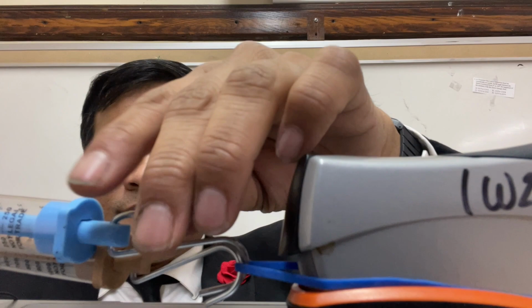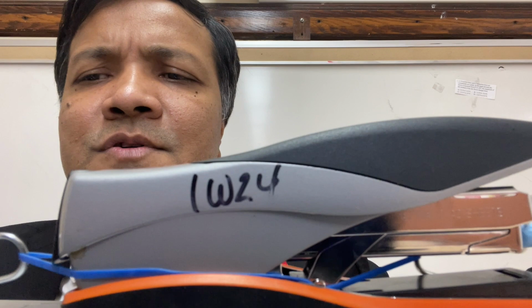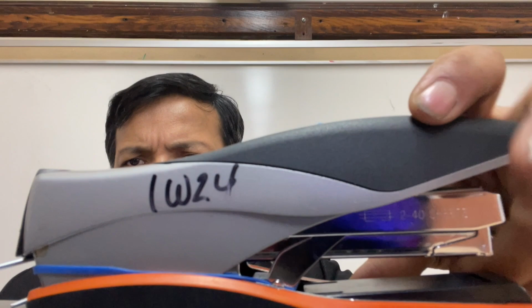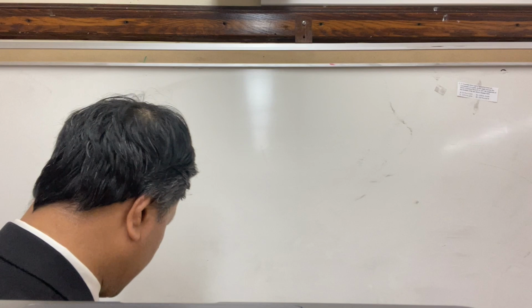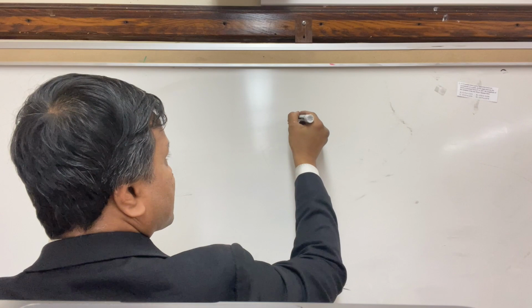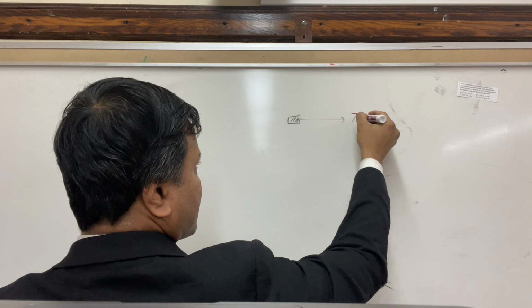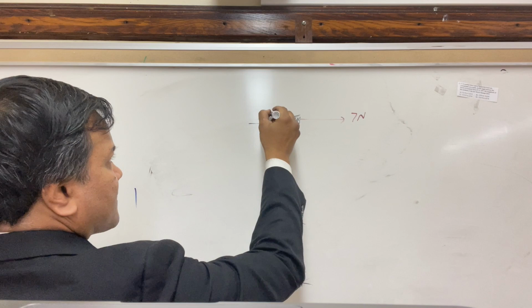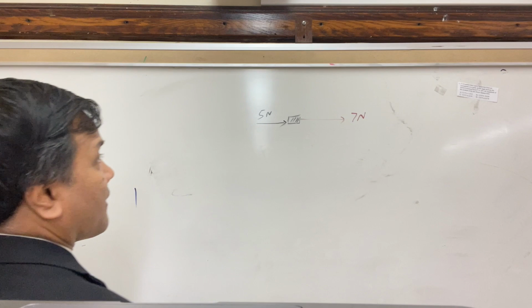If you do it at the opposite direction, 5 newton and 7 newton at the opposite direction, then of course you get what? You don't get 0, you get 2. All right, so let's see what that means. An object, you apply 7 newton and you apply 5 newton. So the maximum is going to be this one, and the minimum is going to be this one.